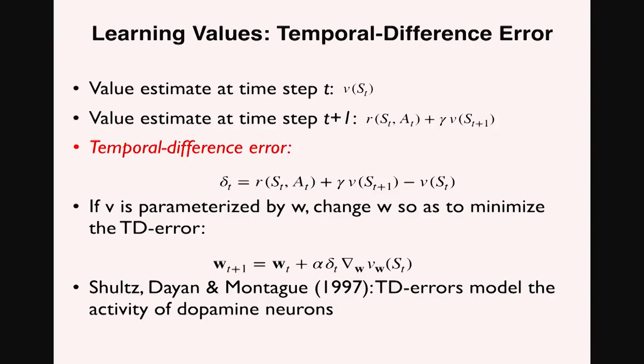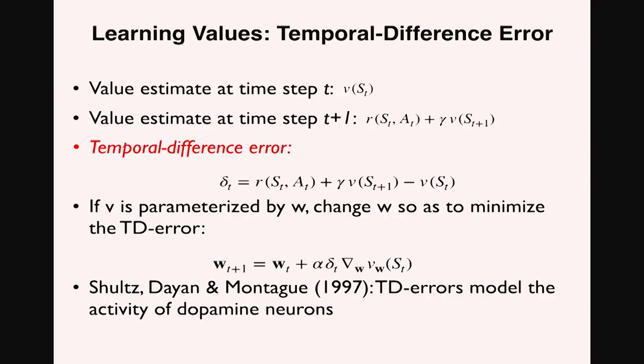Now, if the value function is parameterized, we can adjust the parameter vector in order to minimize this error signal. And so what you have here is a very simple, standard gradient-based learning rule to move the weights in the direction that minimizes this error.